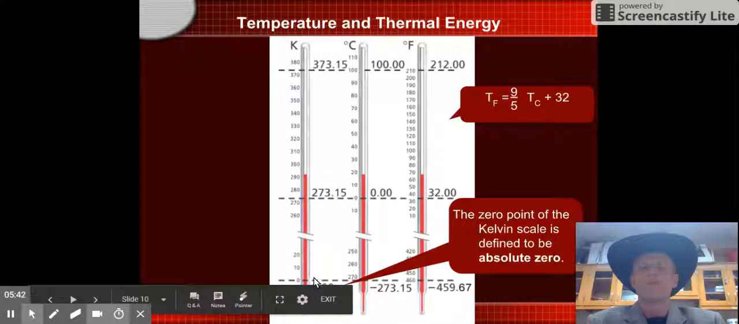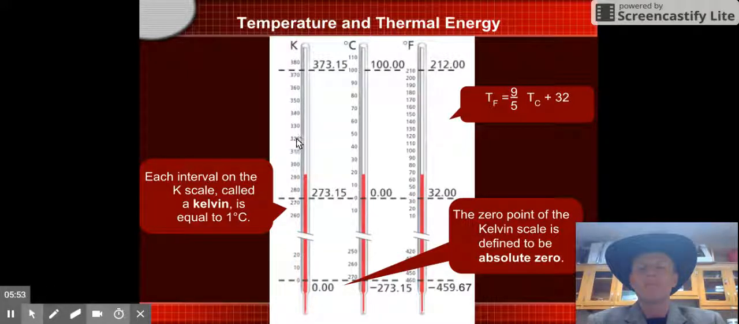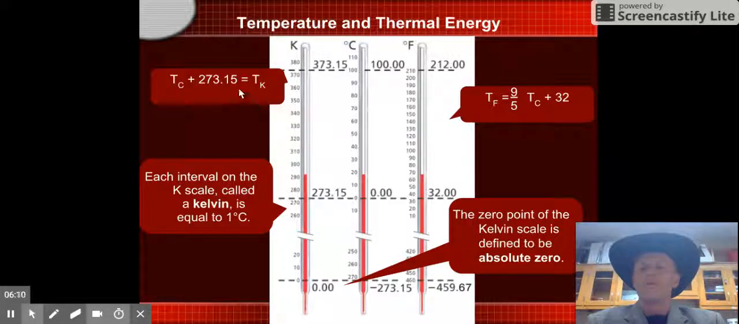So that 0 point on the Kelvin scale is referred to as absolute zero, and then he numbered up from there. But an increment or an interval from 50 to 51 is the same as one increment over here from 320 to 321. So it's a one-to-one comparison and an easy transfer from Celsius to Kelvin or Kelvin to Celsius. You're just adding or subtracting 271.13 degrees to get from this scale to this scale.